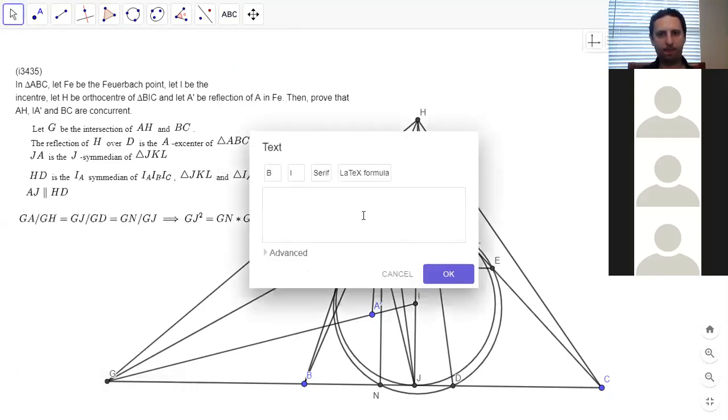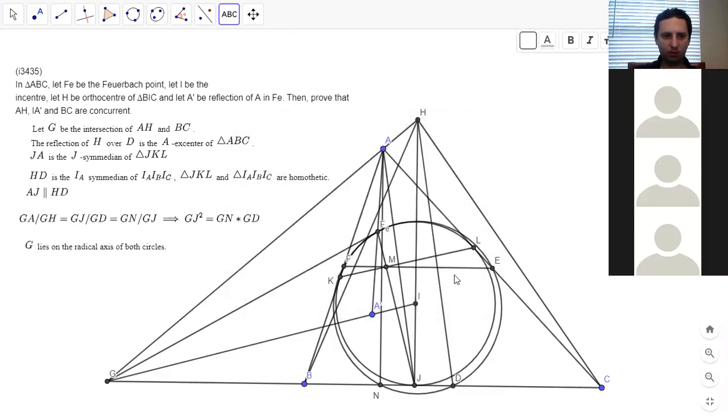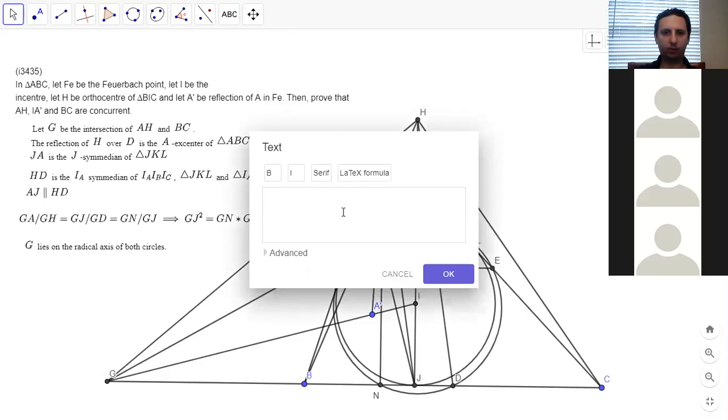So G lies on the radical axis of those circles. So since they're tangent at FE, GFE is tangent to both circles.